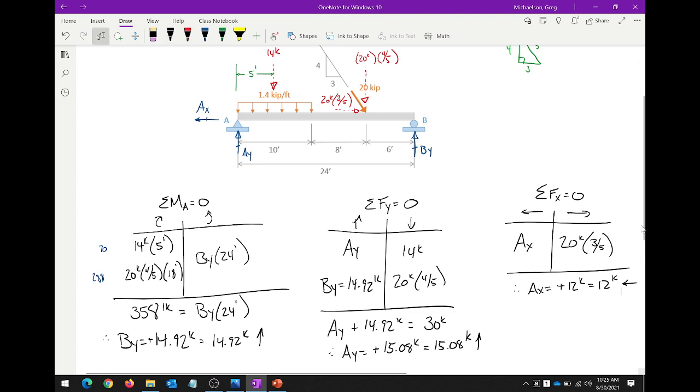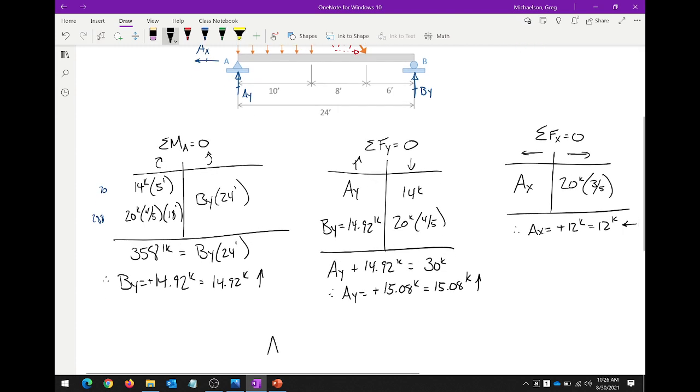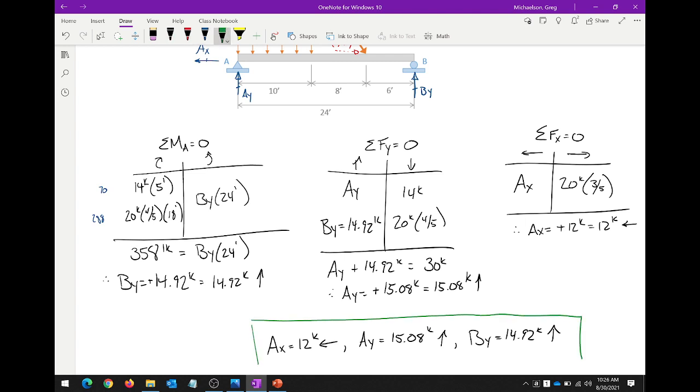So what's the answer to this problem? I'll zoom down here a little bit. AX is 12 kips to the left. AY, 15.08 kips up. BY, 14.92 kips up. That's what I want to see on your reaction answers: a value and a direction. Remember, these reactions are forces. Going back to statics, forces we represent as vectors, right? Vectors are mathematical objects that have two components, a magnitude and what? A direction. So when I have AY, I have a magnitude, 15.08 kips, and a direction, up. That's what I want to see.